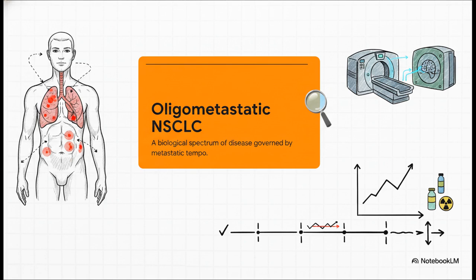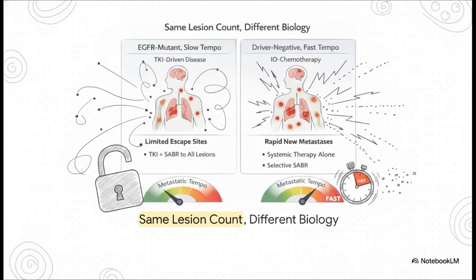As modern imaging like PET-CT and brain MRIs become standard, and as our systemic therapies get incredibly advanced, oligometastatic isn't just a static box you check based on a number. It's an entire biological spectrum, heavily governed by metastatic tempo. That's the velocity at which new lesions are actually appearing. And this really gets to the core thesis here.